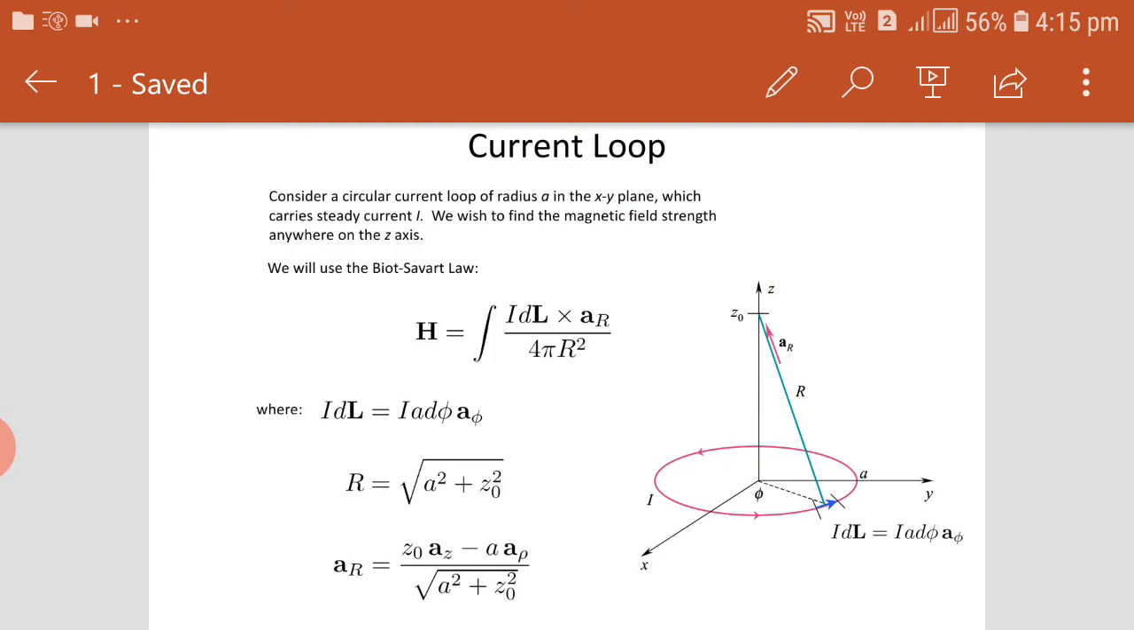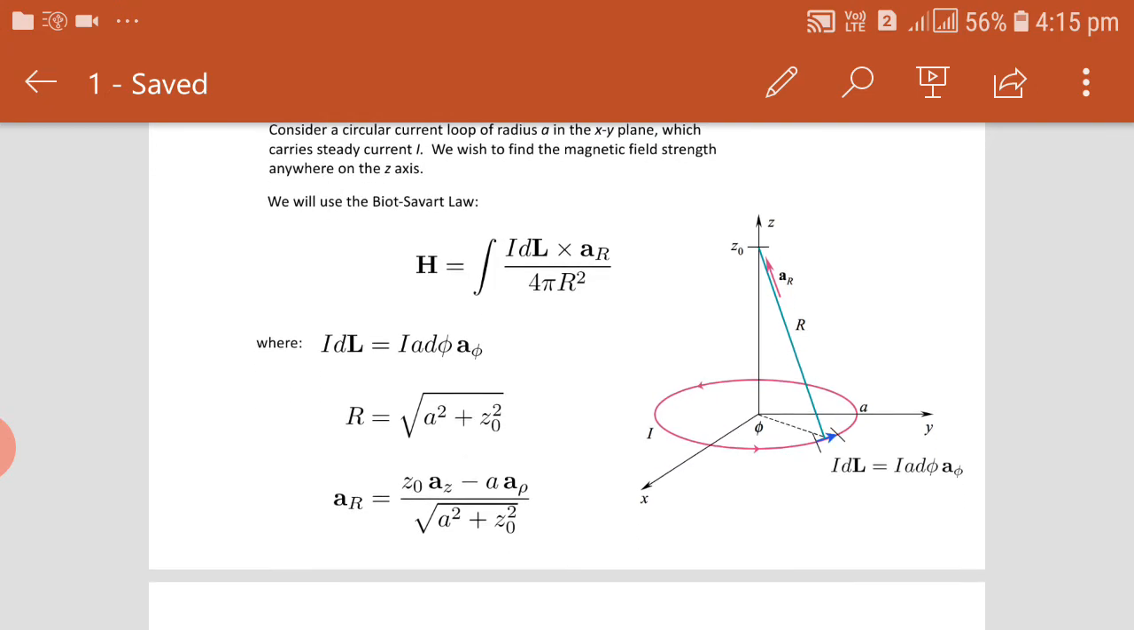According to Biot-Savart's law you can use H is equal to I dl cross aR divided by 4 pi R square. So now what is I dl in this case? For a circular loop, you can see in this figure, I dl is nothing but I a d phi a phi, where a is the radius, d phi is a differential length, and a phi is the direction. So what is R? It is the distance between the circular loop and the point on z, so root of a square plus z naught square.